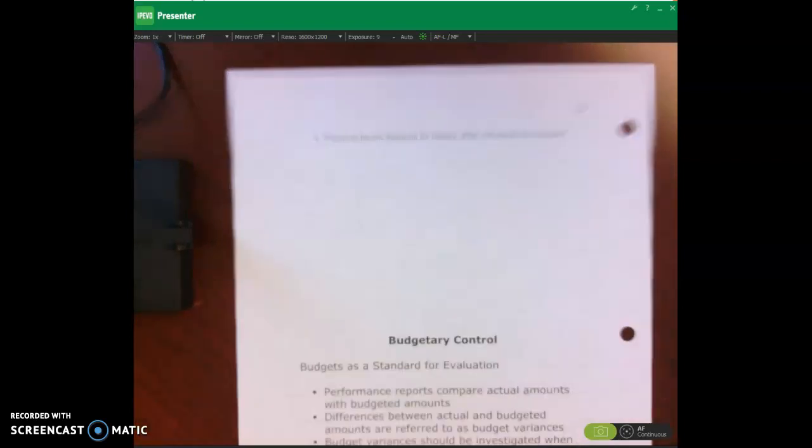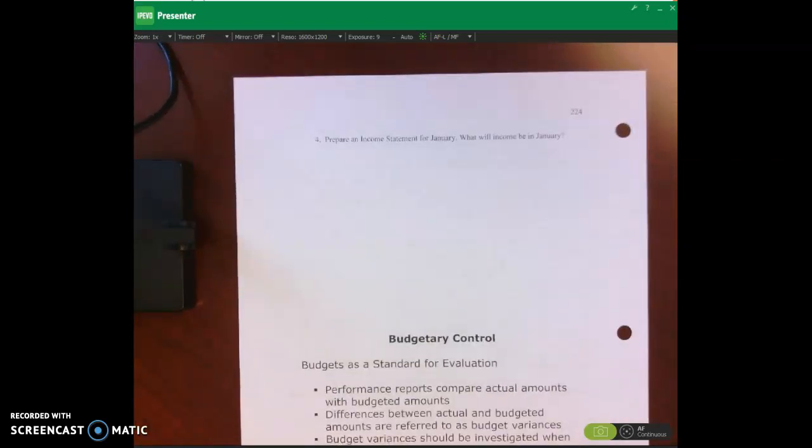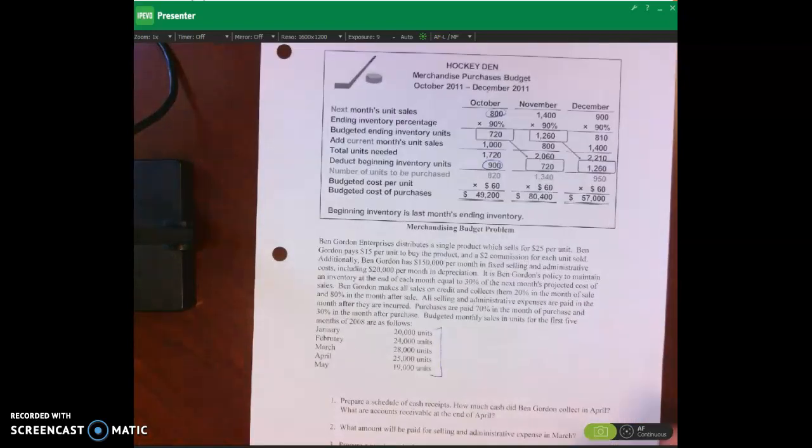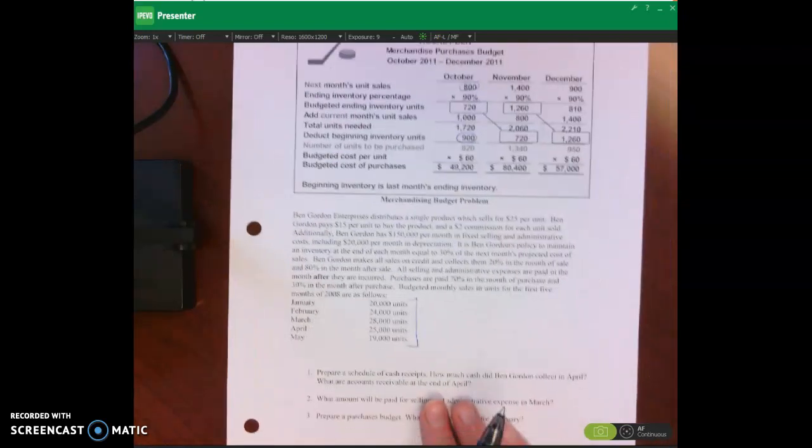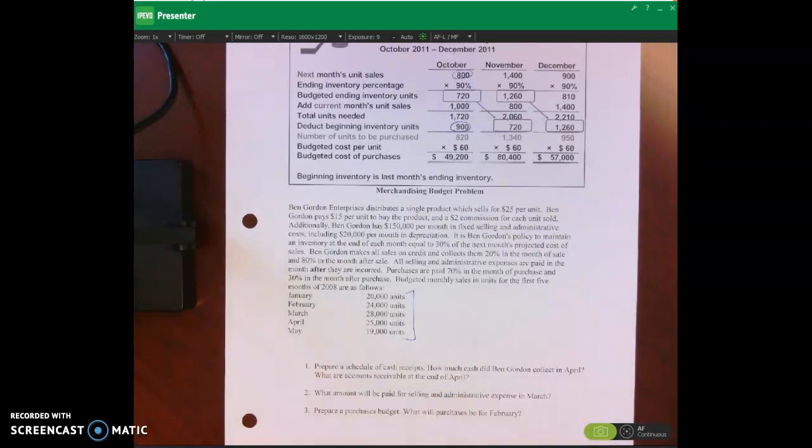All right. So let's look at our first one right over here. Prepare the schedule of cash receipts. How much cash did Ben Gordon collect in April, and then what is accounts receivable at the end of April?